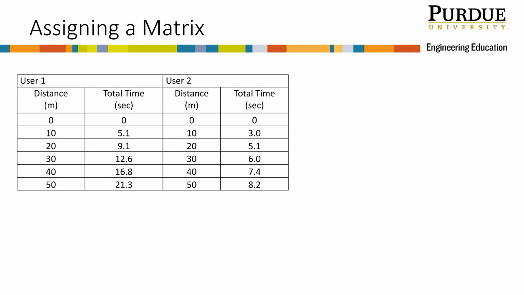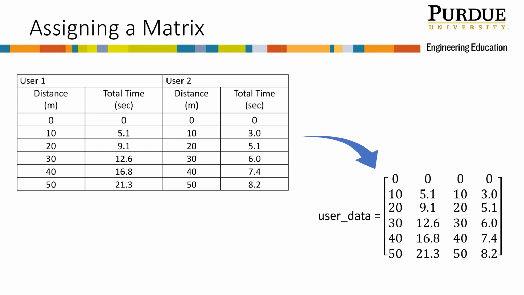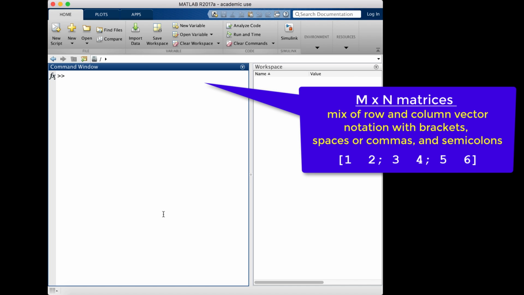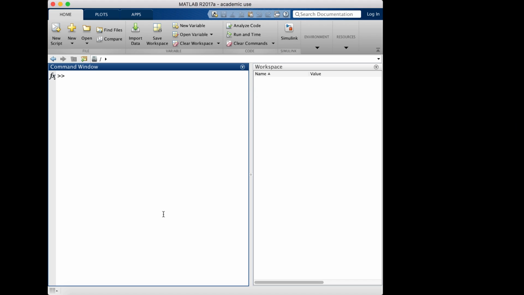The values in the table can be stored in a single variable by creating a matrix. Mathematically, the matrix would be written as shown. The matrix has 6 rows and 4 columns. To store this data in a 2-dimensional array or matrix in MATLAB, I use the same syntax I used to create row and column vectors. Let's call the variable that will store the matrix user_data. I use brackets to designate the start and end of the matrix.